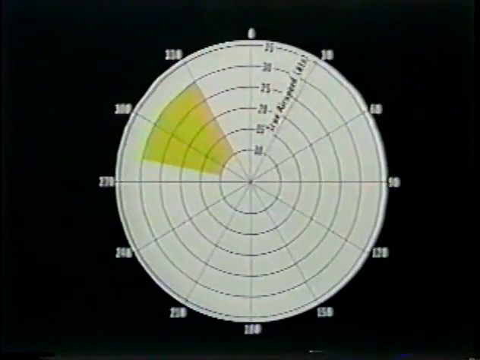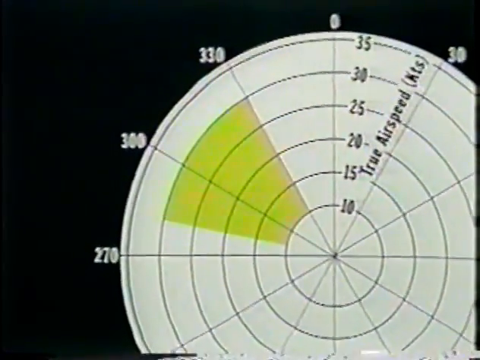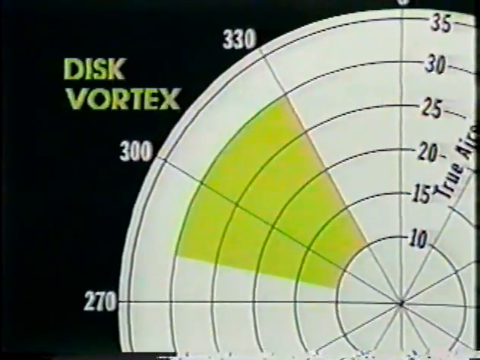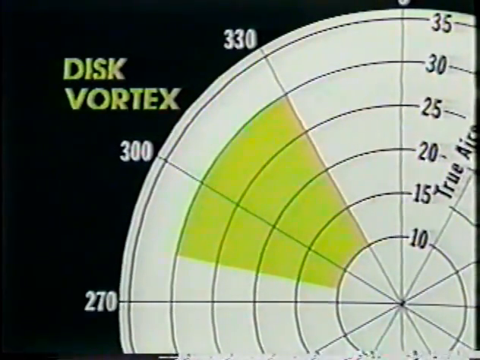The final region to look at is disk vortex. This becomes a factor with a relative wind azimuth of 280 through 330 degrees, and when the velocity is between 10 and 30 knots. Vortices are generated as a function of lift. The greater the lift, the stronger the vortex. This segment shows the strength and size of the vortices created by a heavy jet.